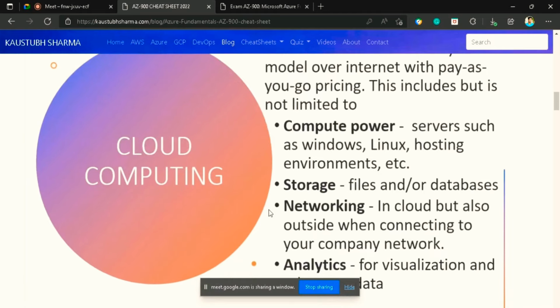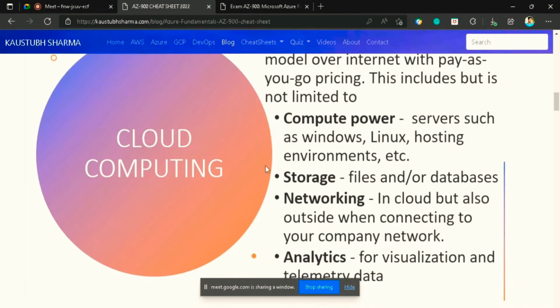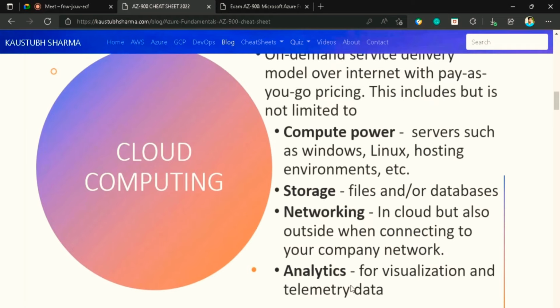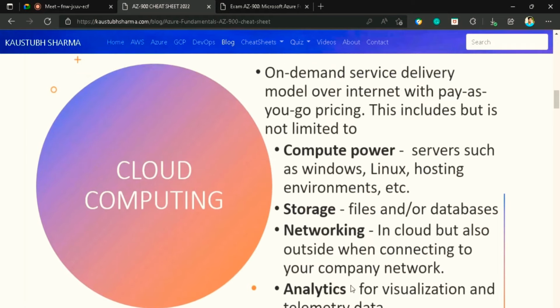So these are the four fundamental services which cloud computing provides: computing power, storage, networking, and analytics. I hope you get some idea about what cloud computing is actually doing. Basically, it's just providing you the infrastructure over the internet on a pay-as-you-go basis.